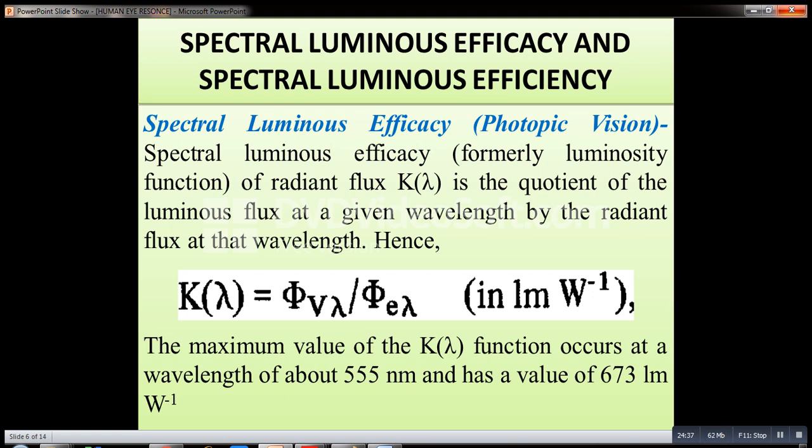The luminous efficacy of radiation measures the fraction of electromagnetic power which is useful for lighting. It is obtained by dividing the luminous flux by the radiant flux.